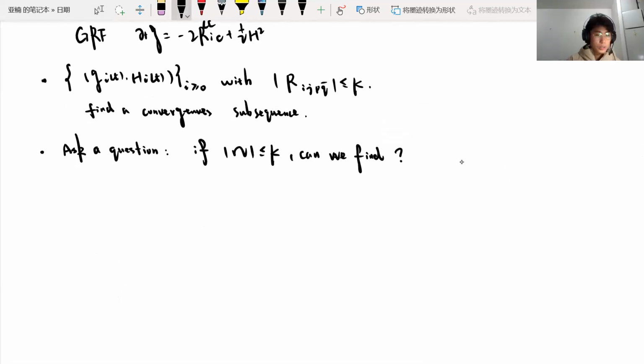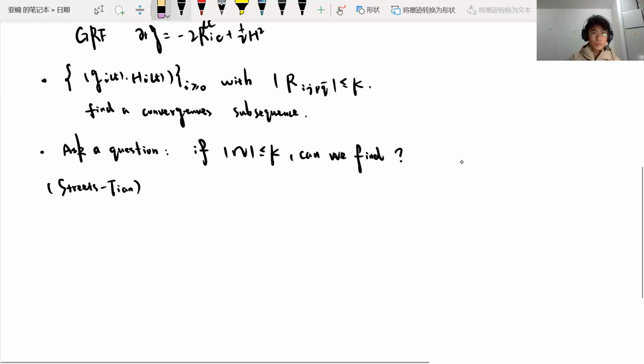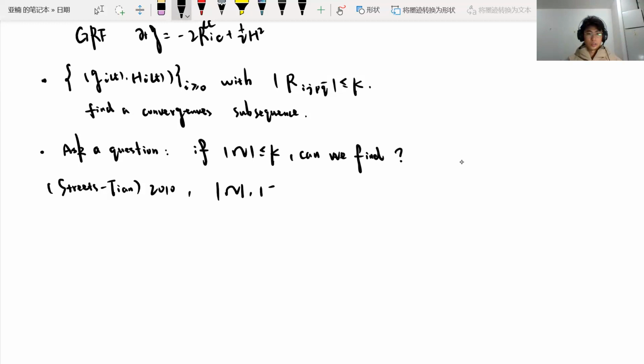A theorem given by Streets and Tian tells us, in 2010 or 9, sorry, I can't remember precisely, that if the Chern curvature and the contorsion and the gradient of contorsion are bounded, then given a family of Floricos flow such that those are bounded, we can find a convergent subsequence.